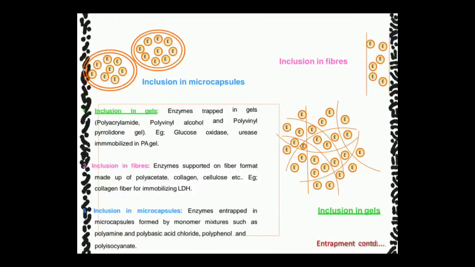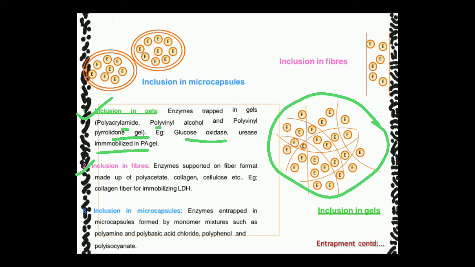What are the different processes of inclusion? Inclusion in gels: enzymes trapped in gels such as polyacrylamide, polyvinyl alcohol and polyvinyl pyrrolidine gel. Example, glucose oxidase and urease immobilized in PA gel, that is polyacrylamide. This is the example of inclusion in gels.